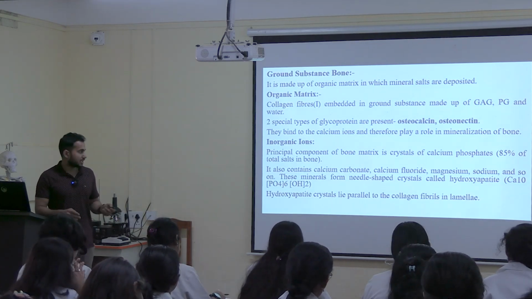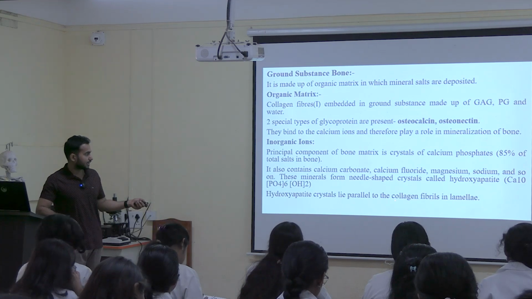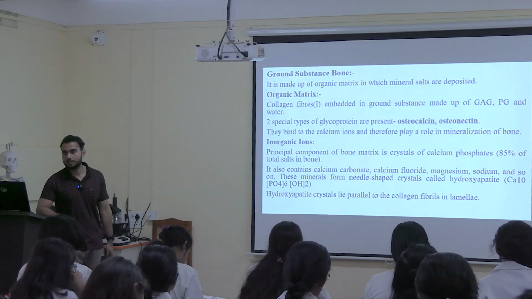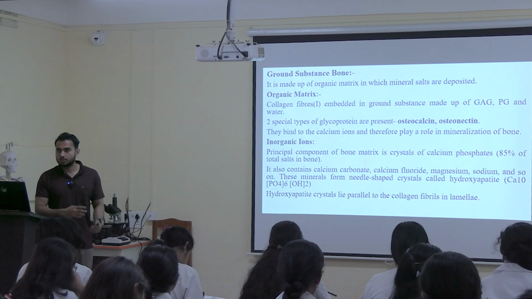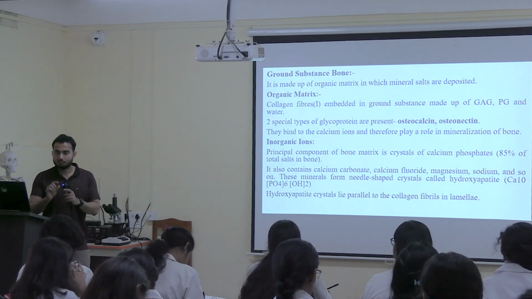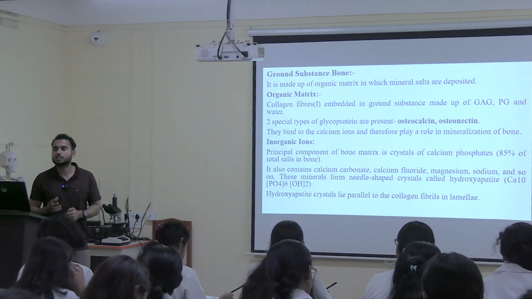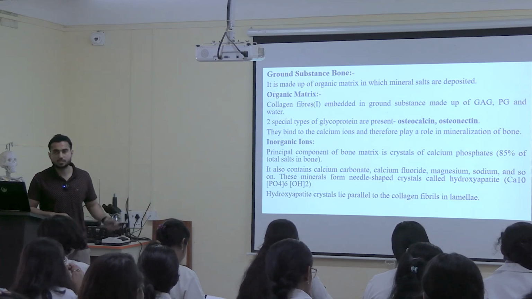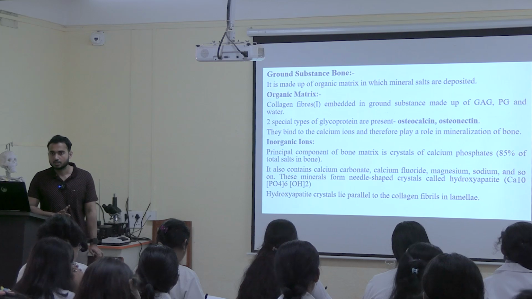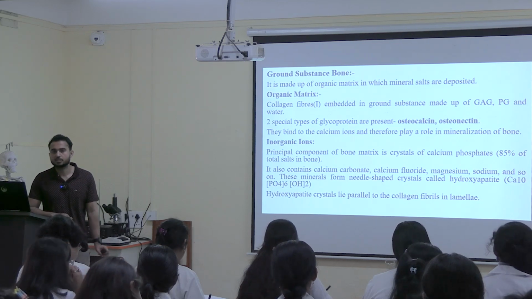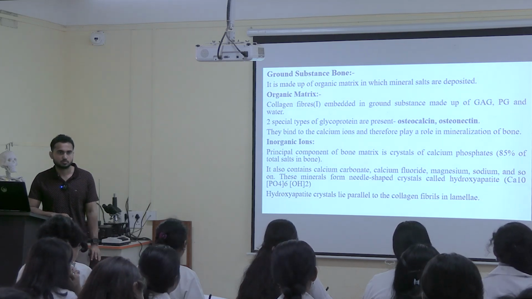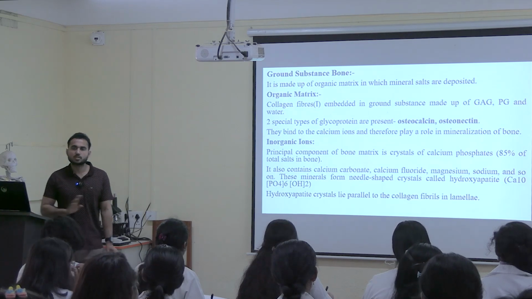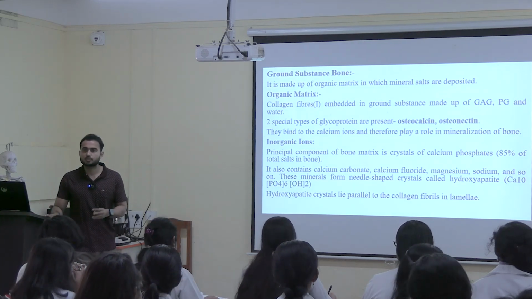Now how are they arranged? As you can see, these crystals lie parallel to the collagen fibrils in the lamellae. So in each lamella, what is the arrangement of these hydroxyapatite crystals? They lie parallel to the collagen fibrils. So that is the inorganic part of the ground substance of bone. ठीक है? So that is all about the connective tissue portion of the bone.